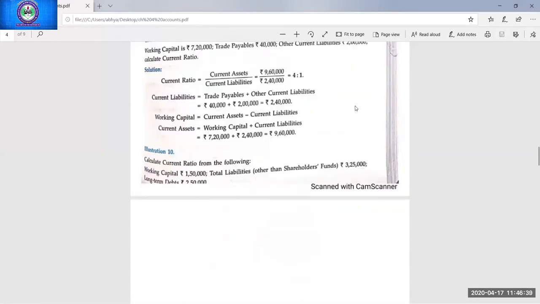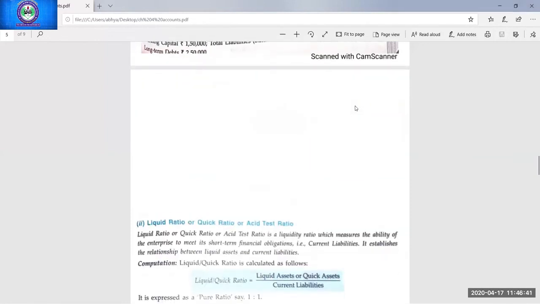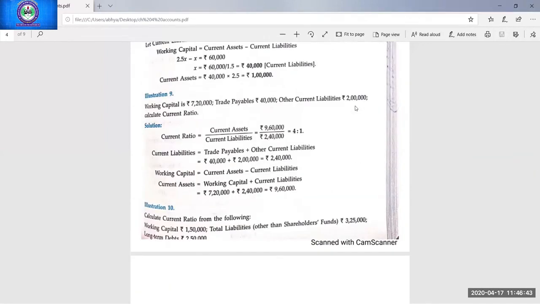How to solve this question? I have not given your solution, so I am telling you that current ratio is equal to current assets upon current liabilities. And current liabilities you can find out as total liabilities minus non-current liabilities. What about non-current liabilities? Long-term debt is given, that is equal to 250. So 325 minus 250 is equal to 75. And now working capital is given, so put the value in the formula.